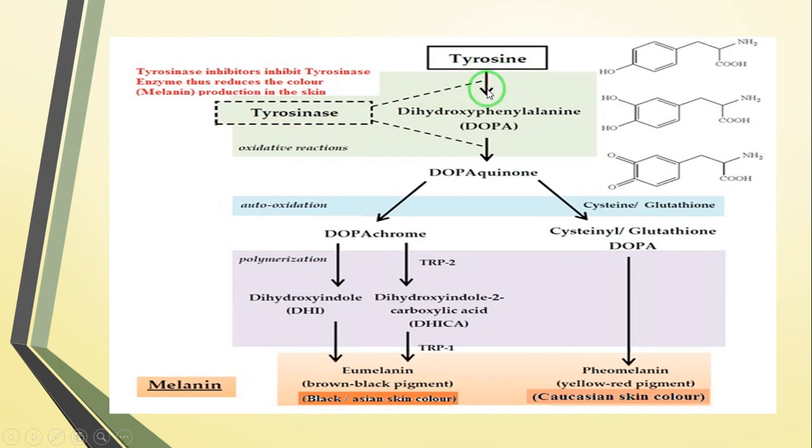So this is another illustration. This is tyrosine and this is the DOPA, then dopaquinone. This will follow different pathways, and eventually either it will form the pheomelanin, which is mainly found in Caucasian skin color, and the color will be yellow to red pigment, or it follows another pathway and it will give the eumelanin, which is found in black and in Asian skin color, and it will give the brown-black pigment.